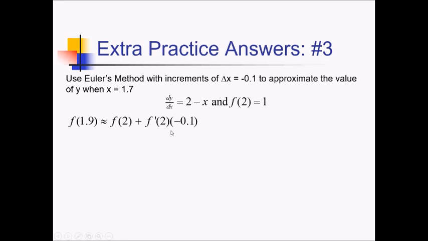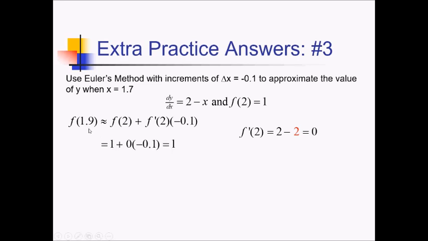We're just approximating each time. So this is going to be 1 plus whatever f prime of 2 is. F prime of 2, we're going to use this differential equation. We're going to be doing 2 minus the x value that we're plugging in of 2, which comes out to 0. So this is going to be plus 0 times negative 0.1. So 1 plus 0 gives me just 1.